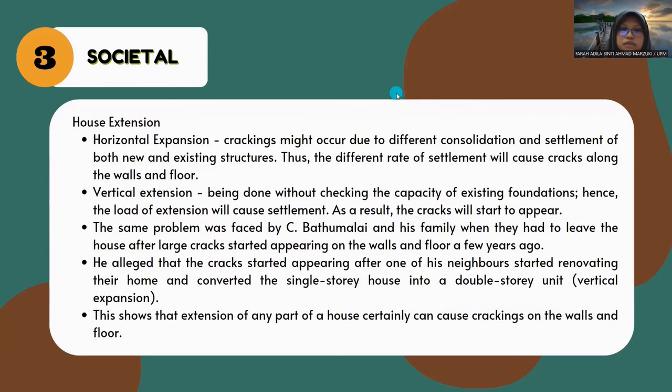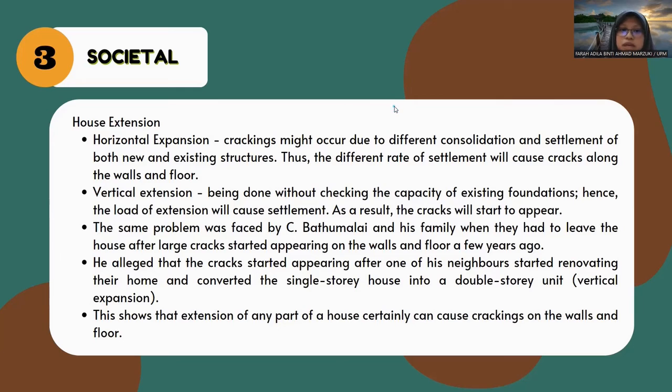So as for the societal point of view, based on the backyard photos presented in document 1B, it can be seen that some of the house owners extended their kitchen by 1.5 meters horizontal expansion. For horizontal expansion, cracking might occur due to different consolidation and settlement of both new and existing structures. So the different rate of settlement will cause cracks along the walls and floor. If vertical extension of the existing house is done without checking the capacity of existing conditions, the load of the extension will cause settlement. So the cracks will start to appear.